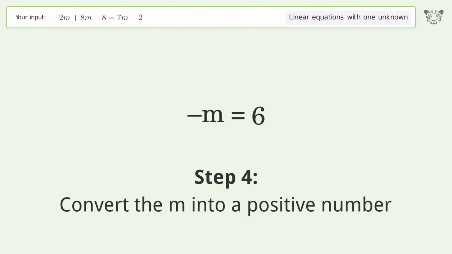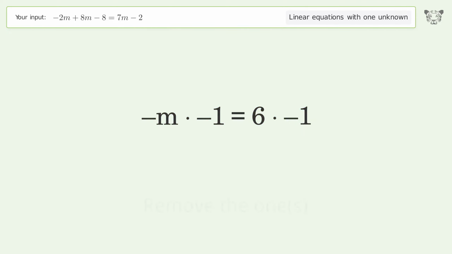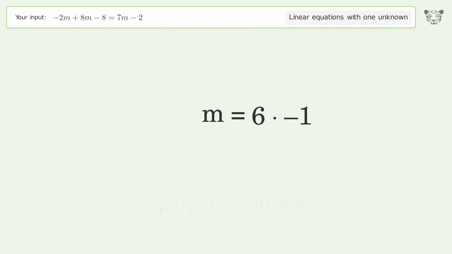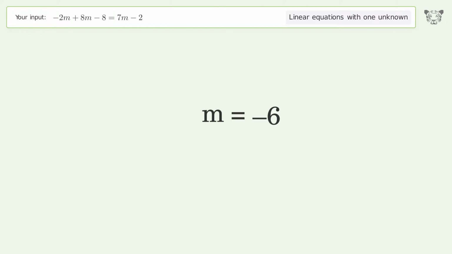Convert the m into a positive number. Multiply both sides by -1. Remove the ones. Simplify the arithmetic. And so the final result is m equals -6.